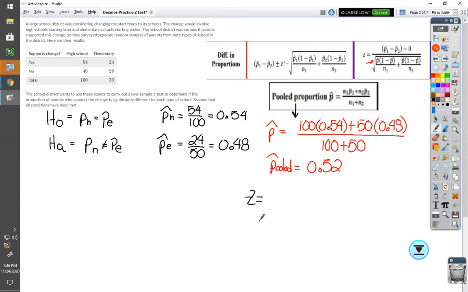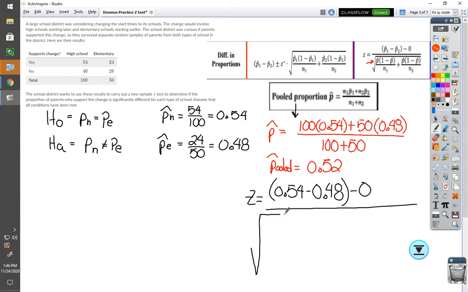We're going to insert that calculation into the z formula. Our z formula is p-hat 1. P-hat 1 is 0.54 minus p-hat 2, which is 0.48. Don't confuse these with the pooled proportions. Minus 0. I then need to include the pooled proportion calculation underneath of the root. So my pooled proportion is going to be 0.52 times 1 minus 0.52 divided by the first n value, which is 100.